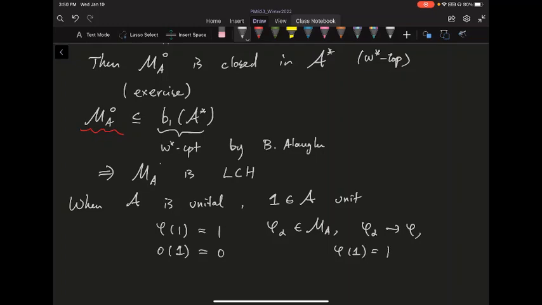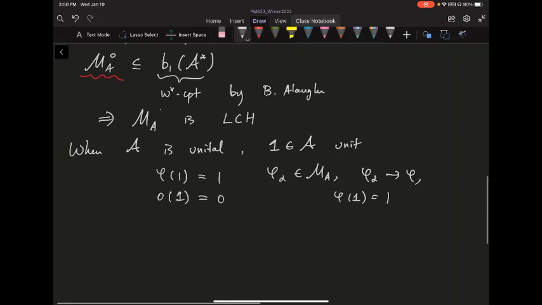It's never going to converge to the 0 thing. So your 0 functional is kind of separated from the other guys. So in other words, your MA itself is going to be weak star closed. So it's going to be equal to this weak star closure. So it's going to be compact. Okay, so the topology is compact when A is unital. All right, so this finished the proof.